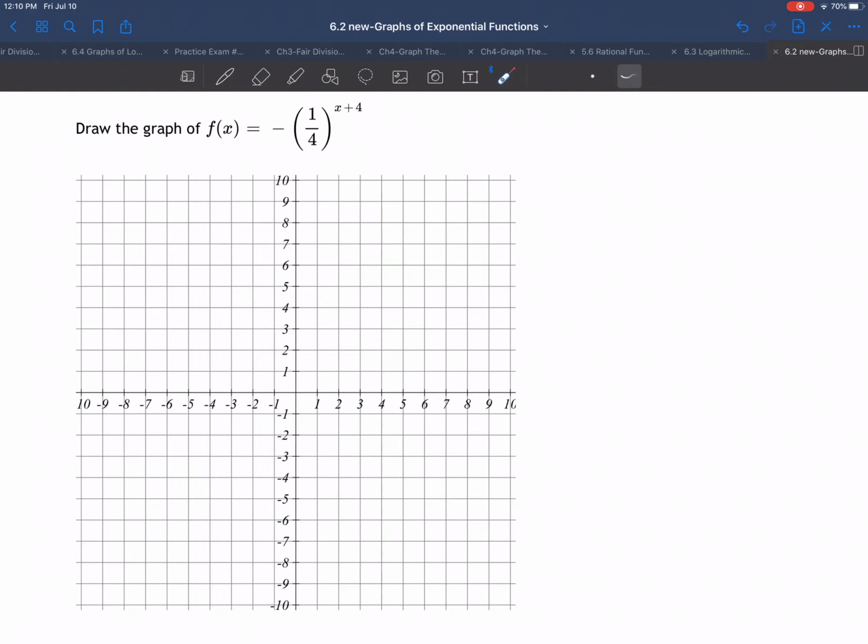Here we are with another graphing of an exponential function. This is an exponential function because x is in the power zone. So whenever x is in the power, this is exponential. X is in the exponent zone, so it's exponential. Okay, so how do we graph it?